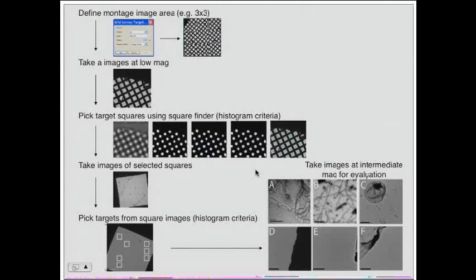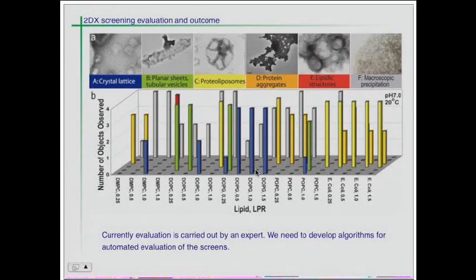And then automatically the software selects regions of interest within the grid square, again using histogram criteria. And these are the outcome types of images that you should expect: either some crystals, some helical crystals, vesicles, or other things. Once you have finished imaging each of the conditions, you are going to have to evaluate it. And at the moment, this is done by a postdoc.